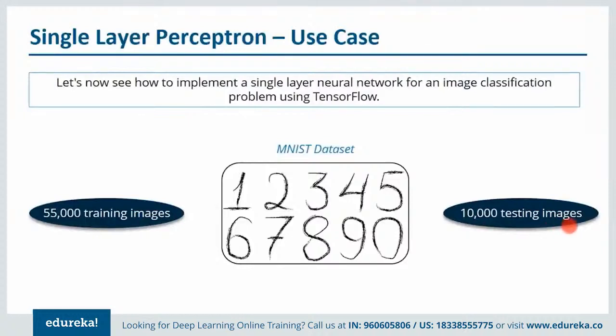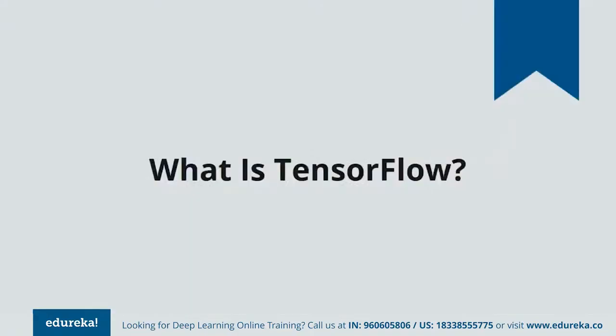And for all of this, we need to first understand what exactly TensorFlow is. So let us move forward, guys, and we'll understand TensorFlow, and then we are going to implement all these things that we have discussed, that is the AND gate, the OR gate, and the MNIST dataset that I'm talking about. So let us move forward, guys, and understand what exactly TensorFlow is.